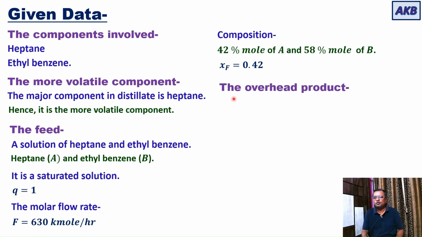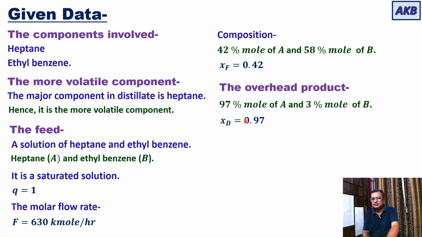Then what information about the overhead product is given to us? Overhead product is nothing but distillate. This is distillate. So what information is given to us regarding distillate? It is containing 97% mole of A and the remaining, that is 3% mole of B. That means in this case XD is 0.97, that is 97 by 100.